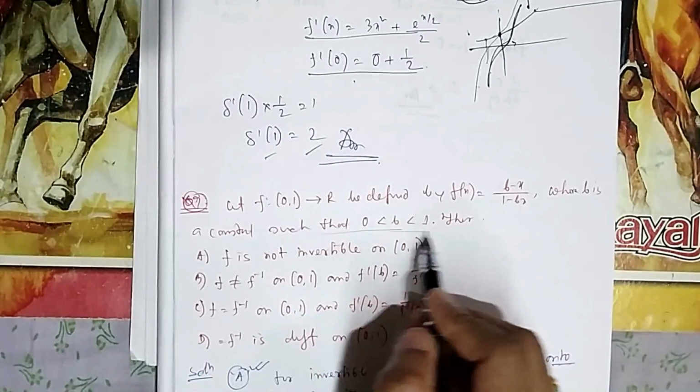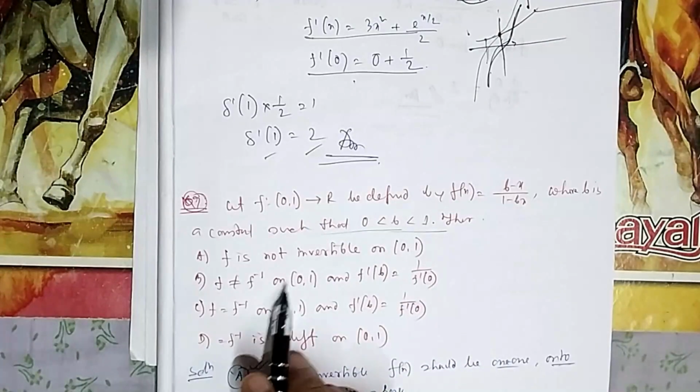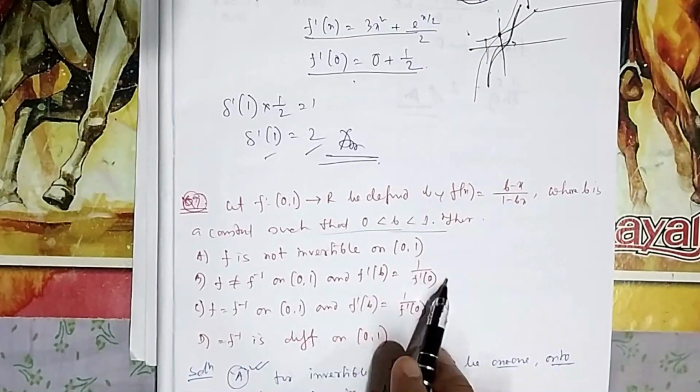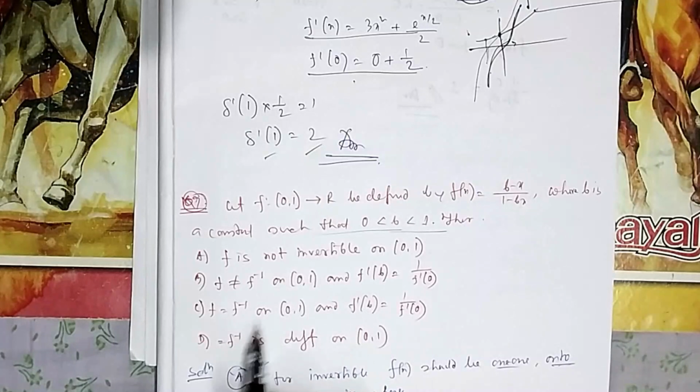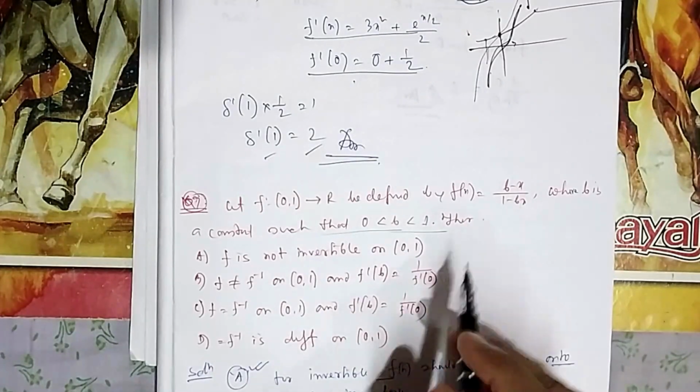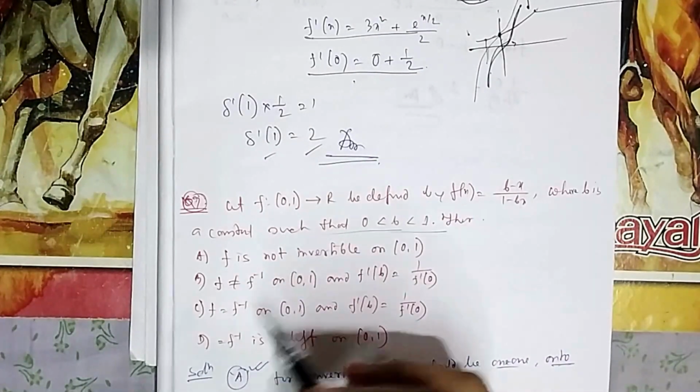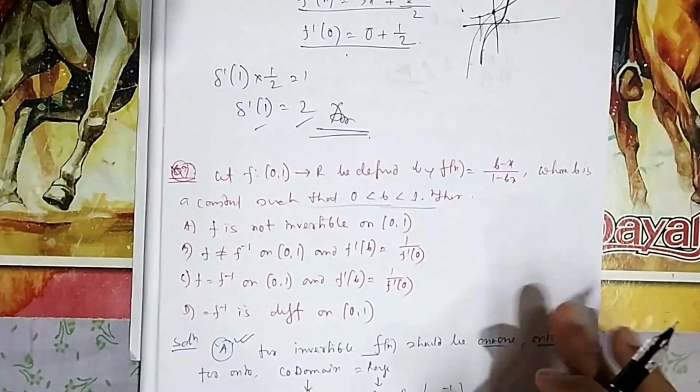is a constant such that b is not equal to 1, then f is not invertible, f is not equal to f inverse, and they have given some statements about f inverse. Okay. Now for invertibility, first let us check whether f is invertible or not. It should be one-one and onto.